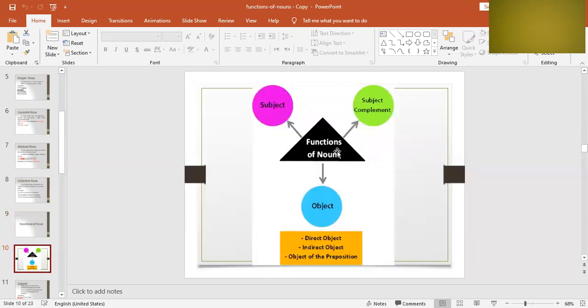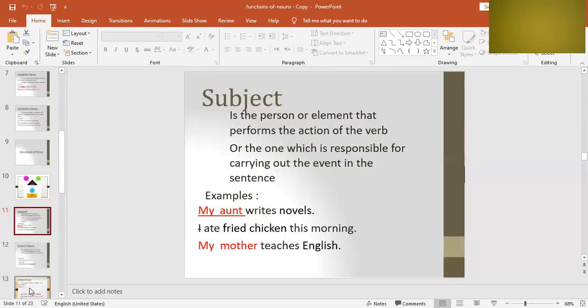Functions of nouns, as you see, subject. The purple color here is subject, and the blue one is object. We have subject and subject complement. We will explain them now. So functions of nouns: either subject or subject complement, or object. For the object, we have direct object, indirect object, and the object of a preposition. We will explain them all now.